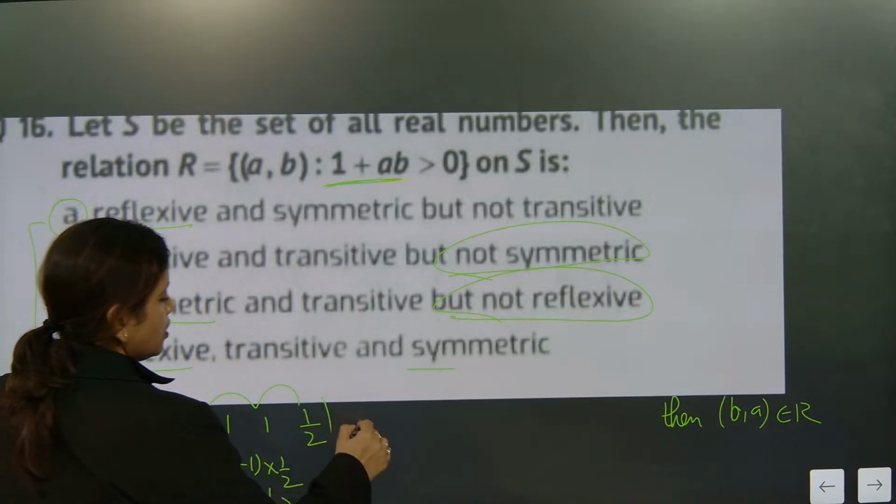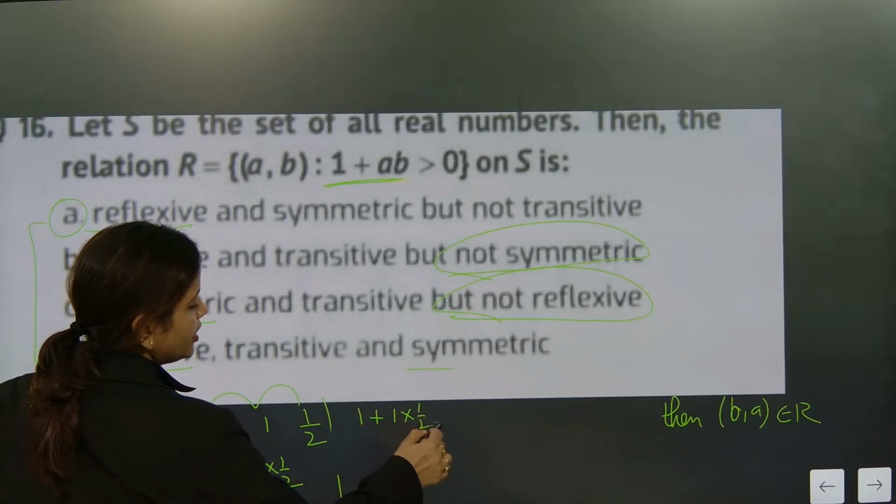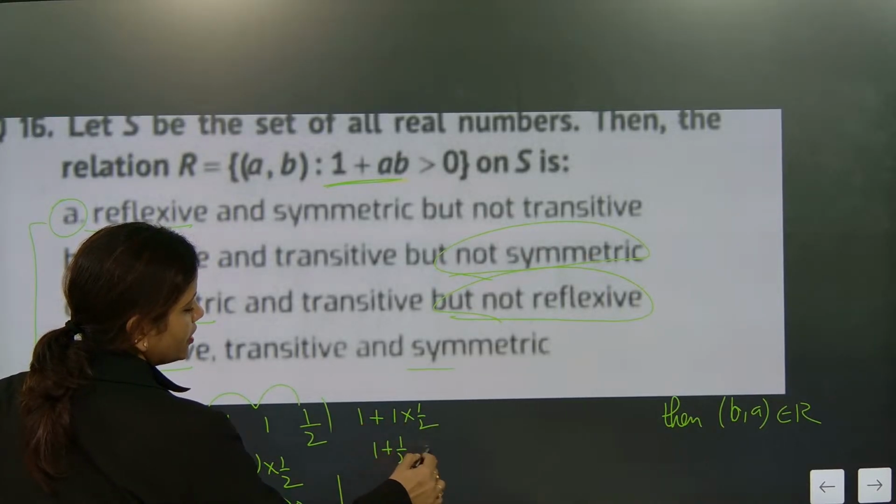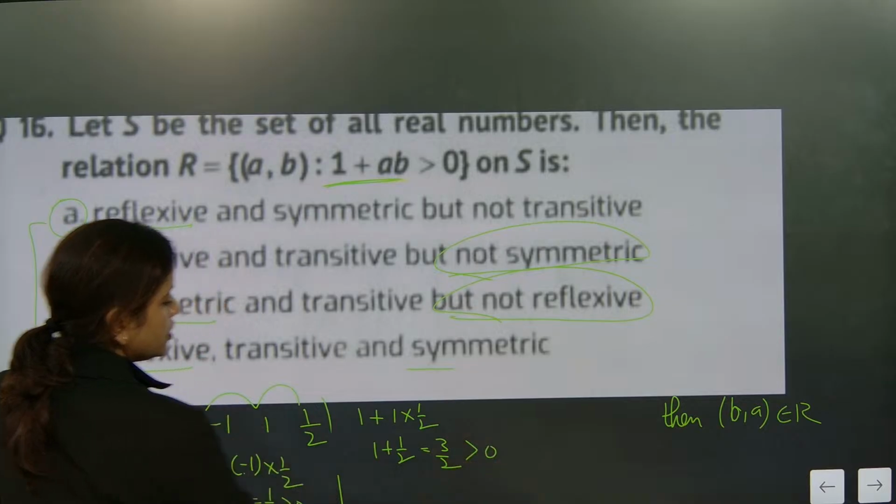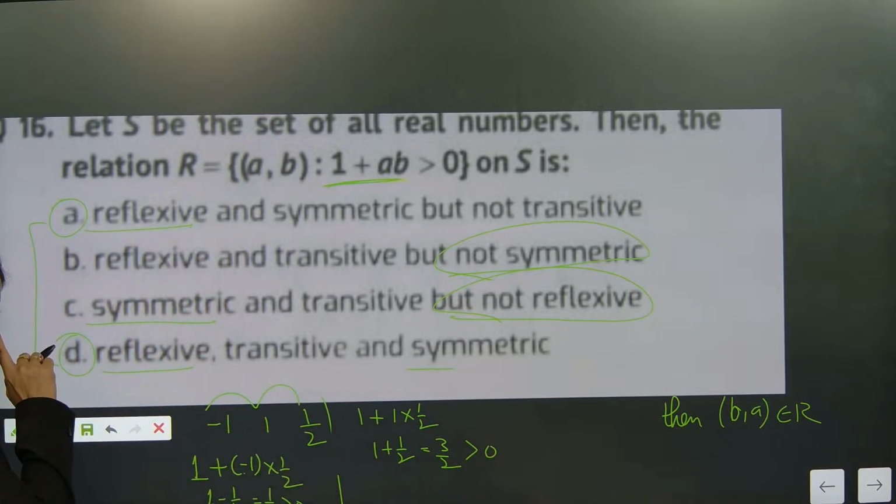Second part. 1 plus 1 into 1 by 2. How much is it coming? 1 plus 1 by 2. How much is it coming? 3 by 2. 3 by 2 is always greater than 0.